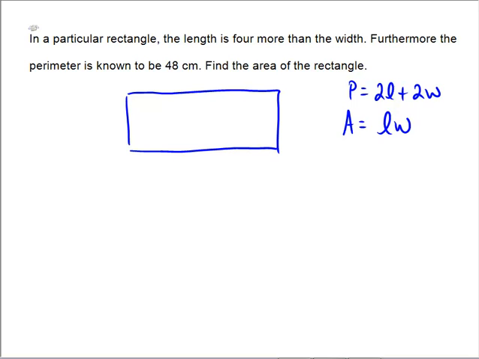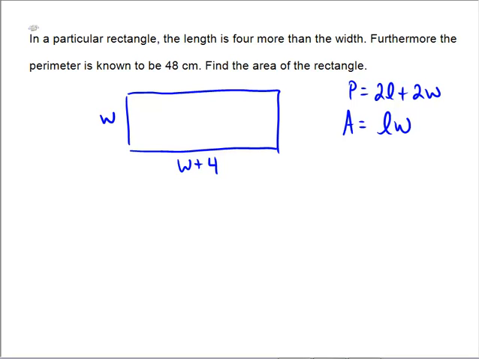So in this rectangle, it is given that the length is 4 more than the width. So if we replace the width with the variable, for example w, that's a good standard choice here, then the length has to be 4 more than the width. So it must be w plus 4.